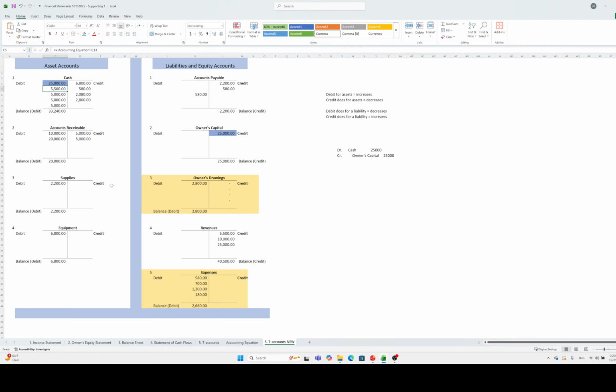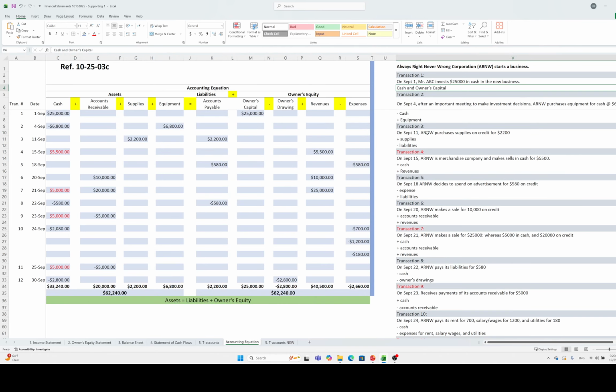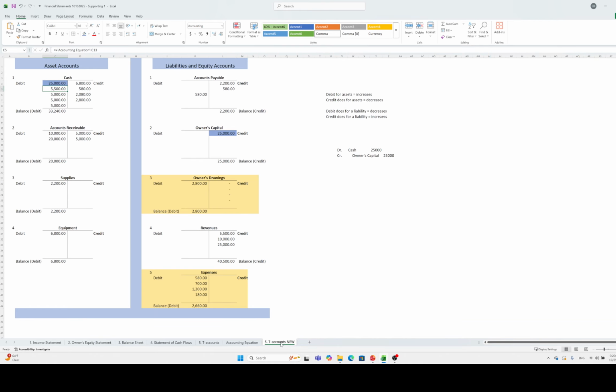And then we've got, what does the second transaction say? So transaction number 2 says an important decision was made that they purchased equipment for $6,800. And what did they do? They bought equipment. So see here, and then how they paid it, they paid it with cash. So we increased equipment by $6,800, and then we decreased cash. So that's how it works. So equipment is debited and cash is credited. So cash is decreased, equipment is increased, no change in the asset.